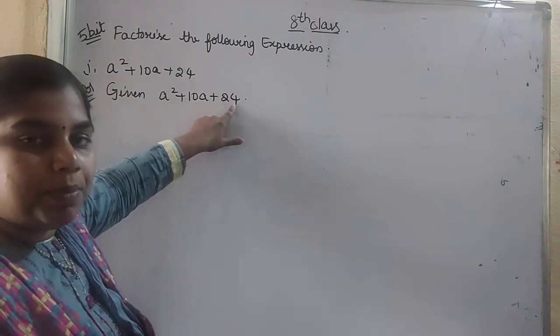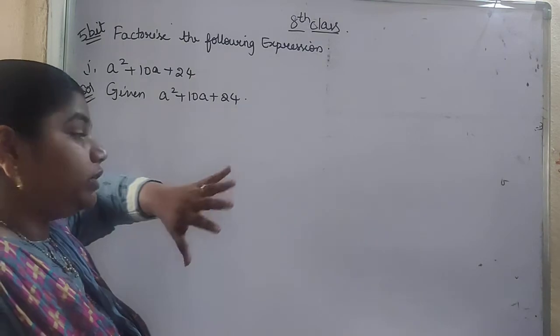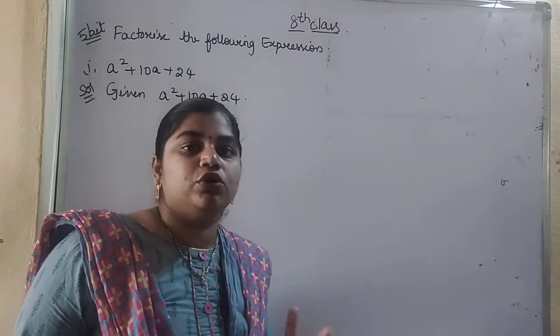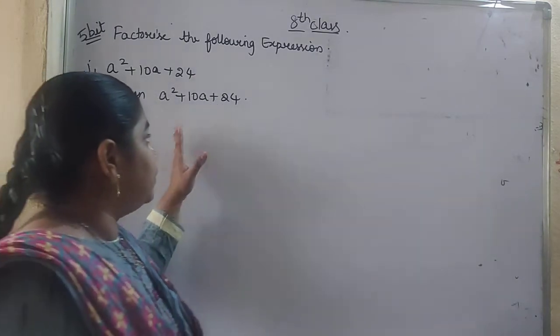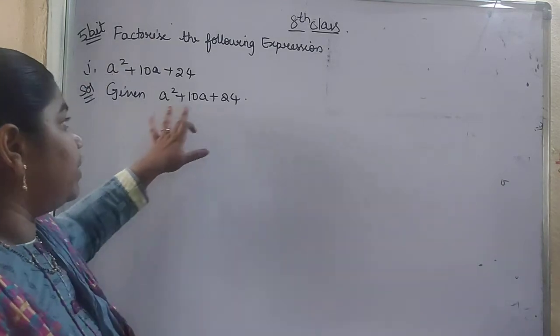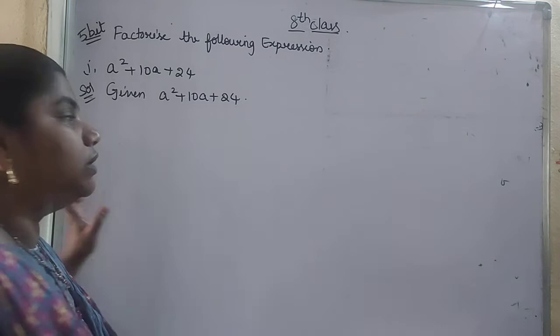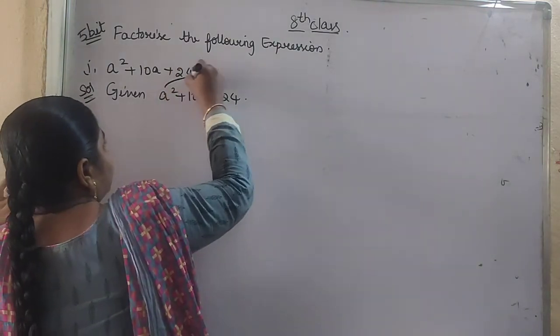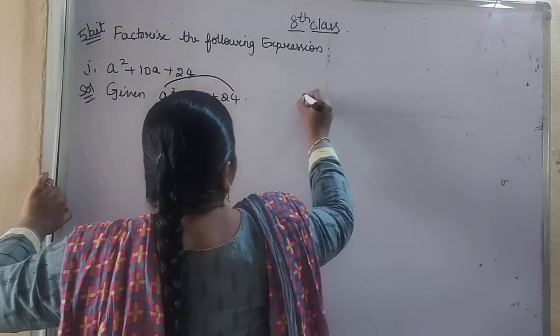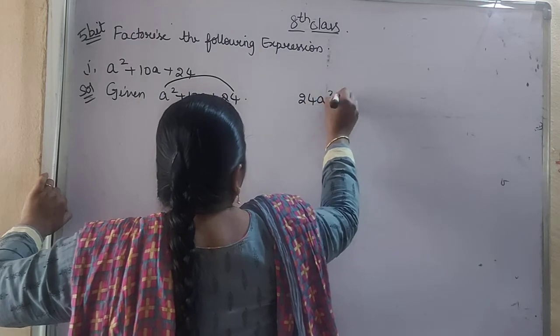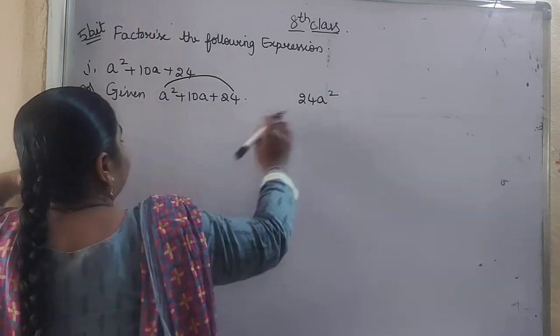So we have to apply the second method that I told you. Without using identities, I also told you how to factorize three terms. The first term is a square value but the last term is not a square value, so we have to apply the tree method. That is, we multiply the first term and last term, which will be 24a square.